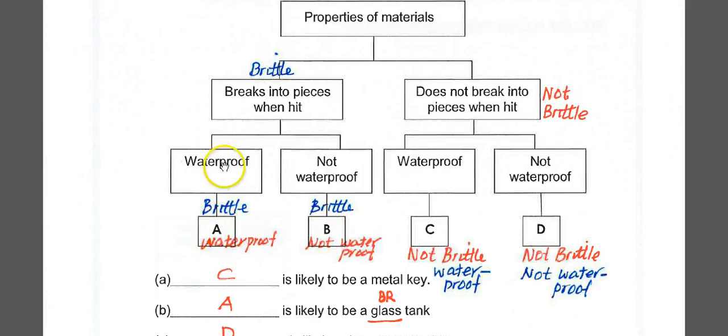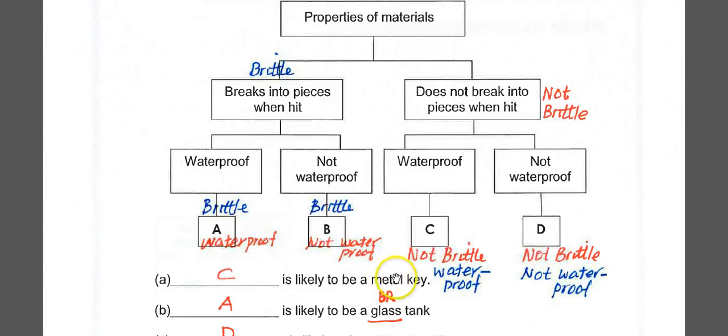A is waterproof, B is not waterproof, right? So here, this is not brittle. It means it won't be broken when hit. So C over here is not brittle, and so is D. Waterproof over here, not waterproof over here.